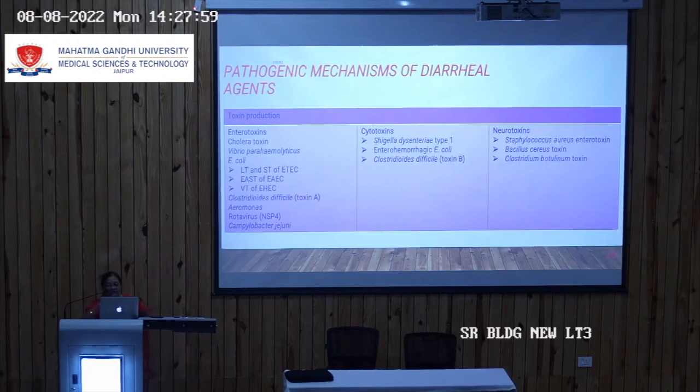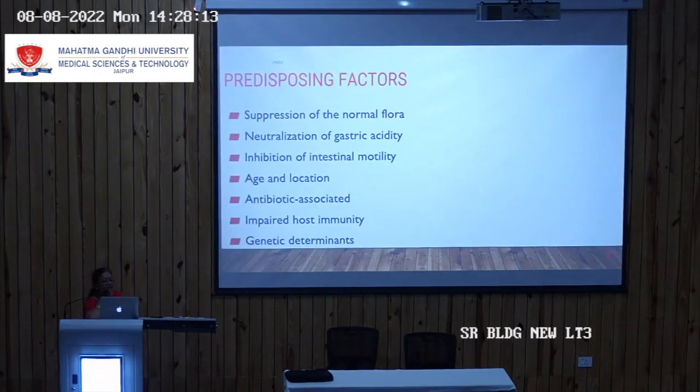Whereas enterotoxin was C. difficile toxin A. Then there are neurotoxins, which will affect the nerves. They are produced by Staphylococcus, Bacillus and Clostridium botulinum. The predisposing factors: everyone who eats infected food may not have an infective GI syndrome.